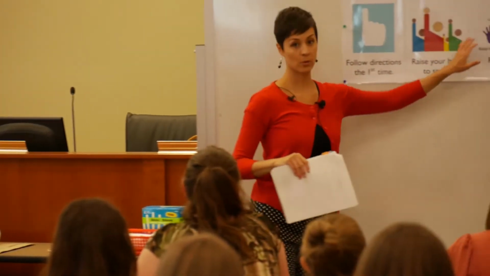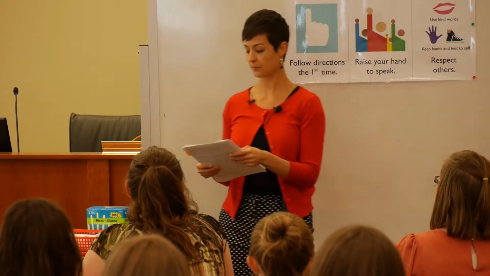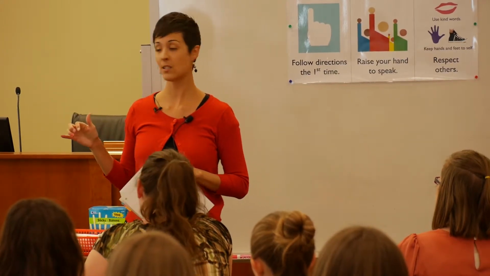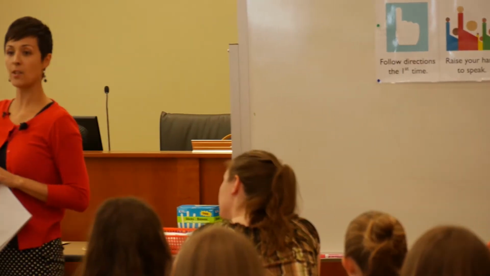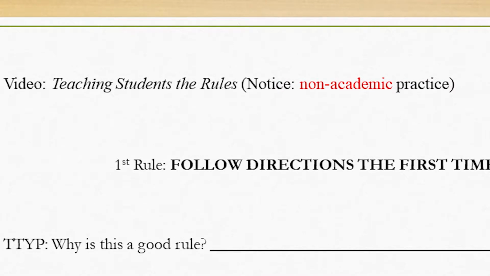Okay, here's what I want to do. I have a video that shows me doing this in real time with my first graders from last year, because I started the year as a teacher. The video is called Teaching Students the Rules, and it's me teaching them these three classroom rules: following directions the first time, raising your hand to speak, and respecting others. What I want you to notice as I go through this with the kids, as I teach them my expectations, is that we start with non-academic practice. Will you write that in the parentheses there? Notice, non-academic practice.